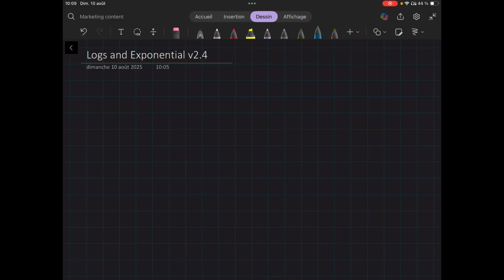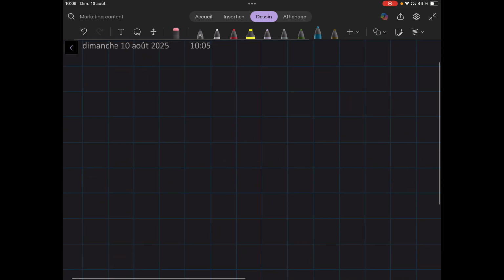Today we're going to go over the logs and exponential version 2.4 unit test. I am known to give very hard questions on logs and exponential functions, and this is no exception. Let's get started with the first standard, properties of logarithms and indices. Out of the three standards, this is probably the easiest one.